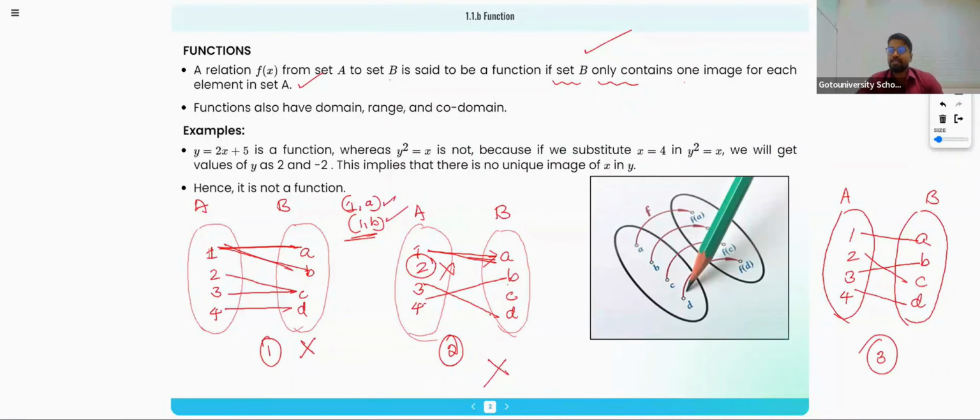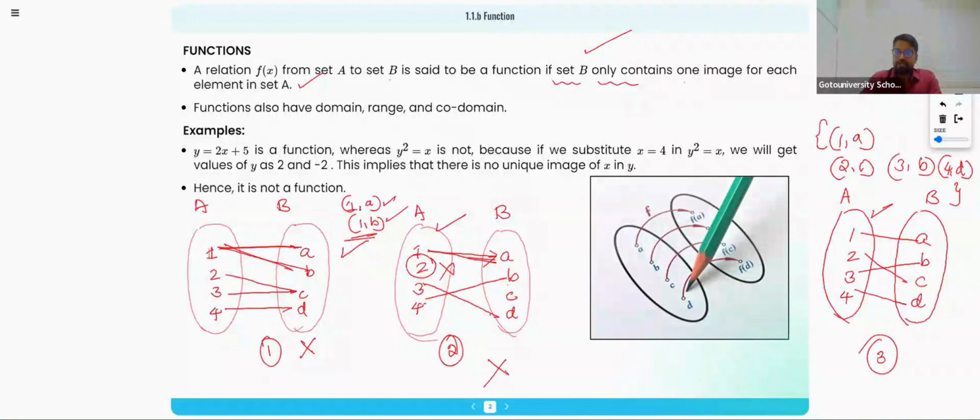Then obviously, as I told you, one of them is a function, so the third one is definitely a function. So what are the images? 1's image is A, 2's image is C, 3's image is B, and 4's image is D. Yes, this is a function. Is it not a relation? As all of them are relations, this is also a relation. But what is very clear is that not all relations are functions. But the vice versa is true. What is that? Every function is a relation.